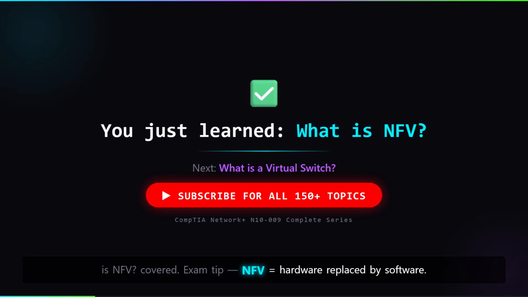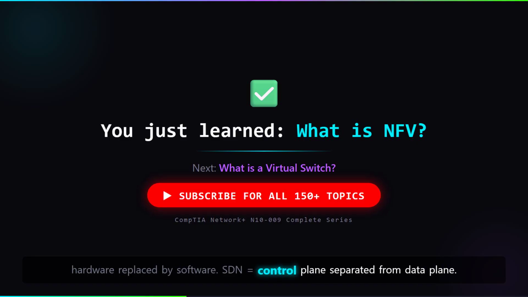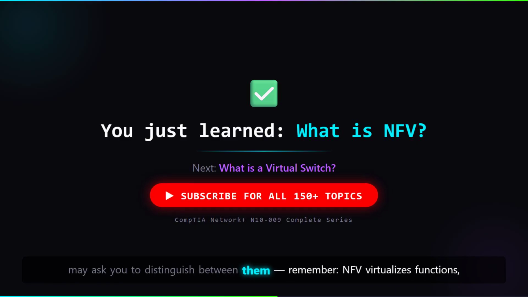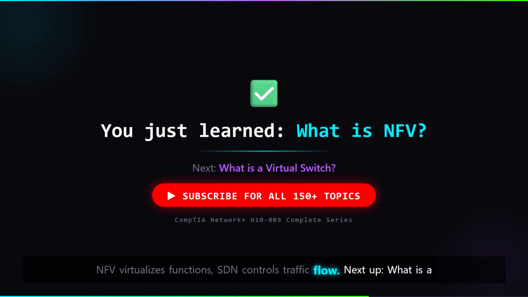Exam tip: NFV equals hardware replaced by software. SDN equals control plane separated from data plane. The exam may ask you to distinguish between them. Remember, NFV virtualizes functions, SDN controls traffic flow.